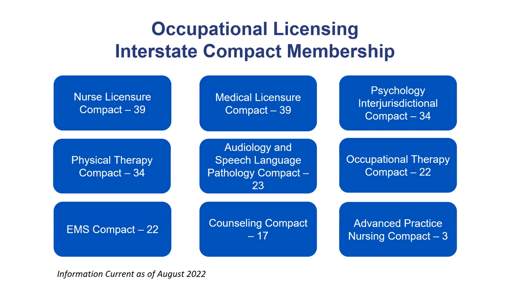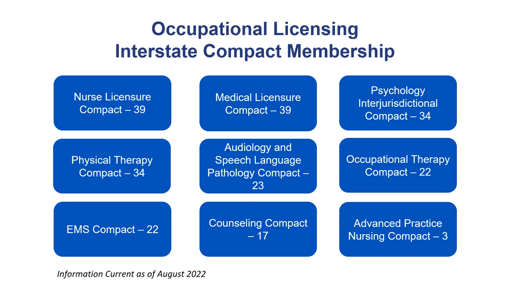Okay, now I'm gonna talk a little bit about the number of member states that each of the active compacts have. So there are 9 active compacts which are available for states to enact. And some of these have quite a large number of member states. So for instance, the compact for nurses and compact for physicians both have almost 40 members. And then if you go down the list a little farther, then you'll see the counseling compact, which has only 17, and the APRN compact, which has 3.